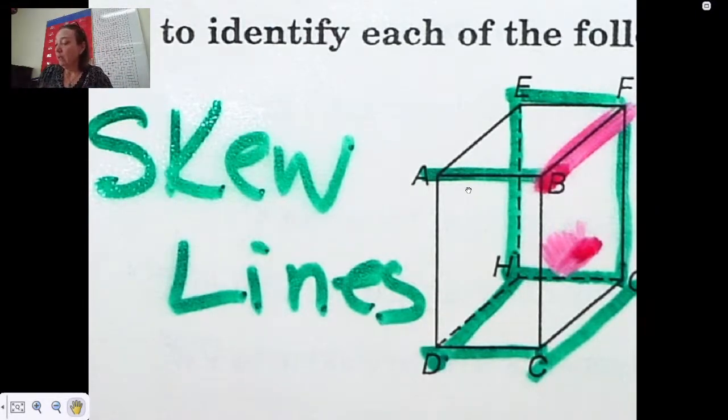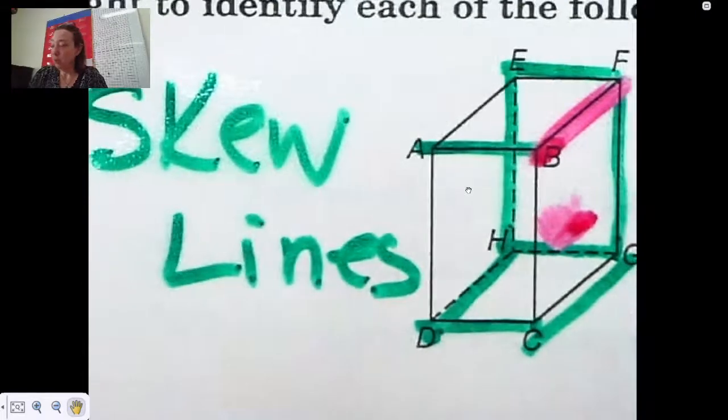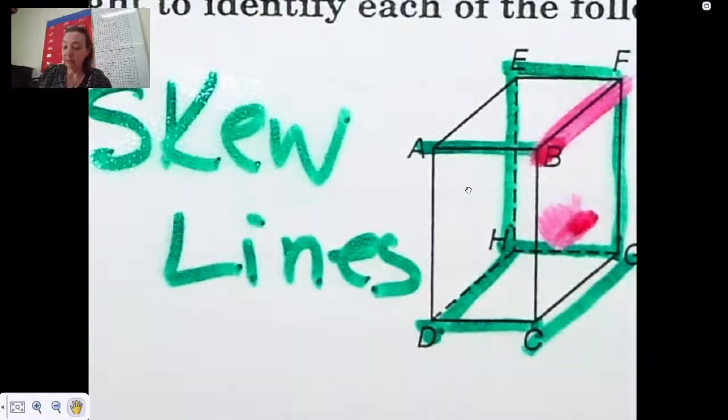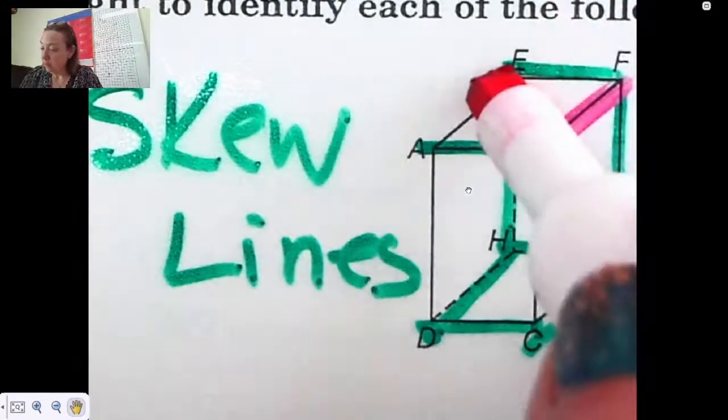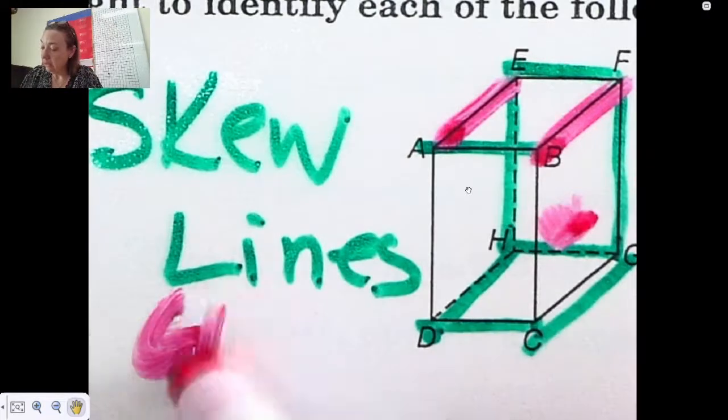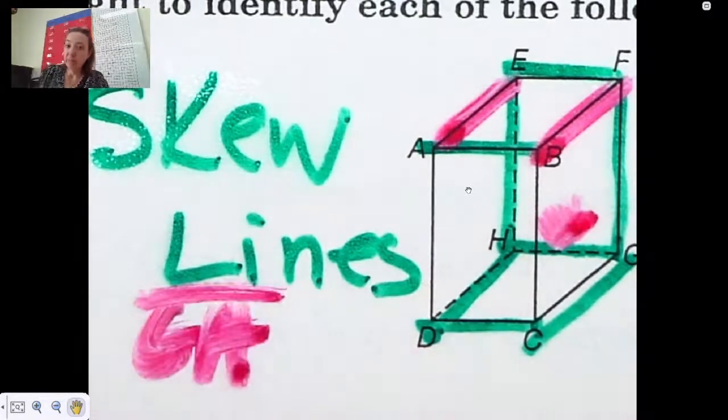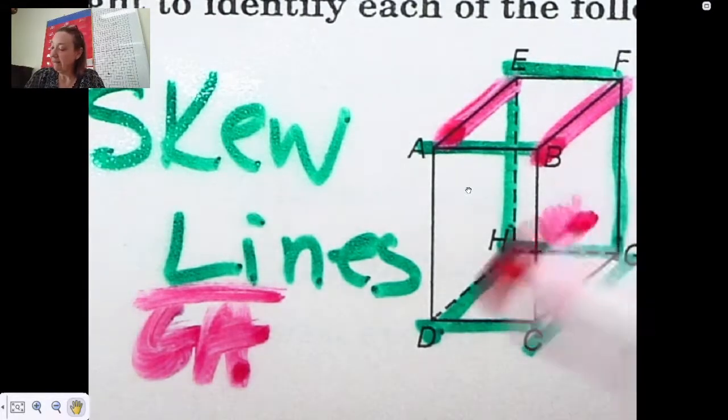And so if we're talking about lines that are skew to HG, BF would be one, right? What else? EA, this one right here, right? Okay, what else? AD.